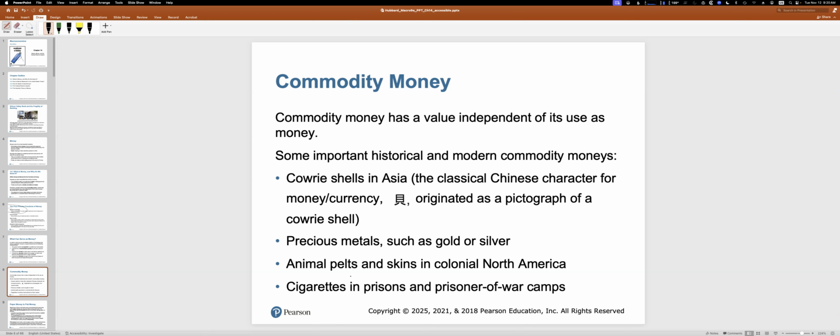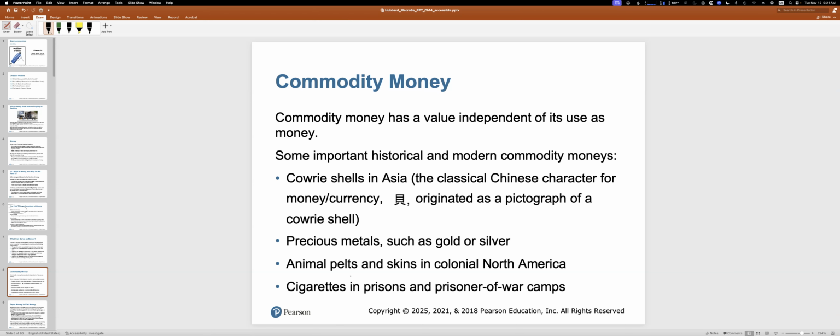So commodity money is pretty simple to understand. Commodity money, again, was one of the first kinds of money we had. Gold, silver. You could think of things having a universal value like animal pelts. And then there's a really famous example that, like in prisoner of war camps during World War II, cigarettes became the currency because that would be something that people could hold.